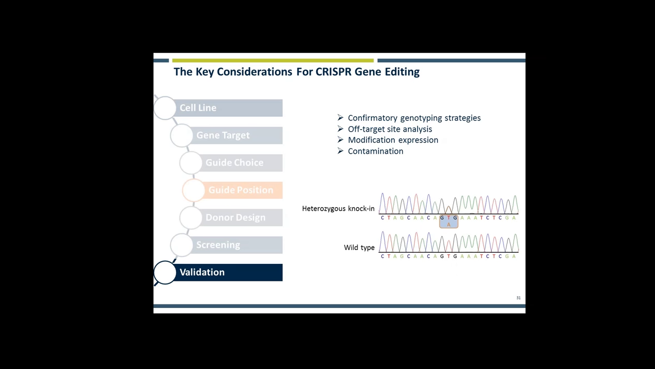Similarly, if you're generating a knock-in, then you'll want to know whether you've got a knock-in on both alleles, one allele, and what's happened on the remaining allele. And so it's really worth going through this process to reassure yourself that the modification is as expected. It's also at this point that you might wish to go back to your off-target predictions and sequence at the most likely off-target sites and see if there's been any evidence of modifications there.